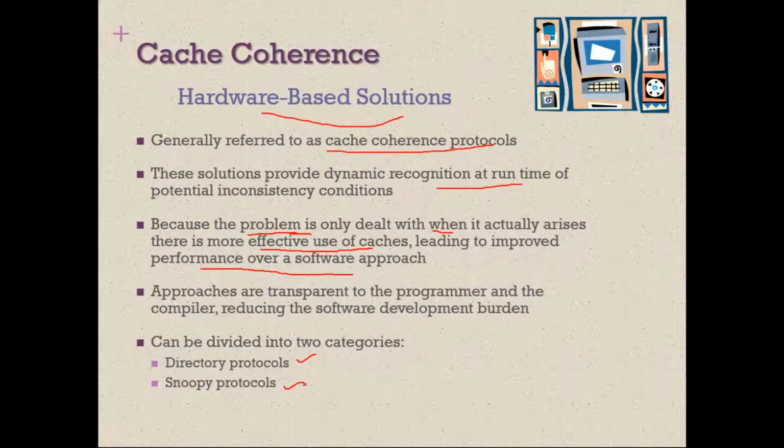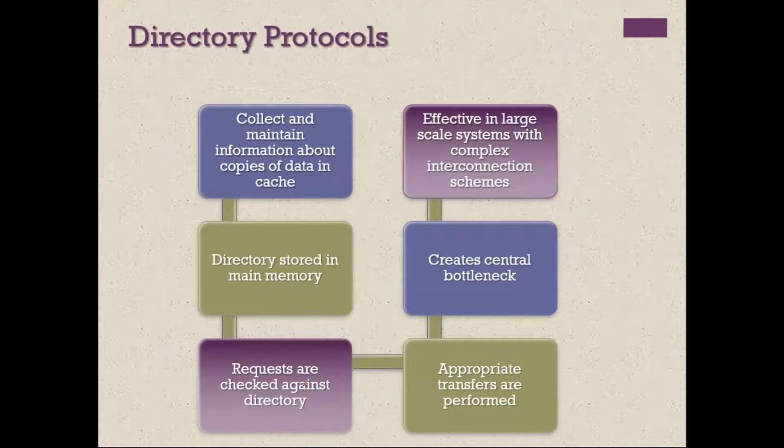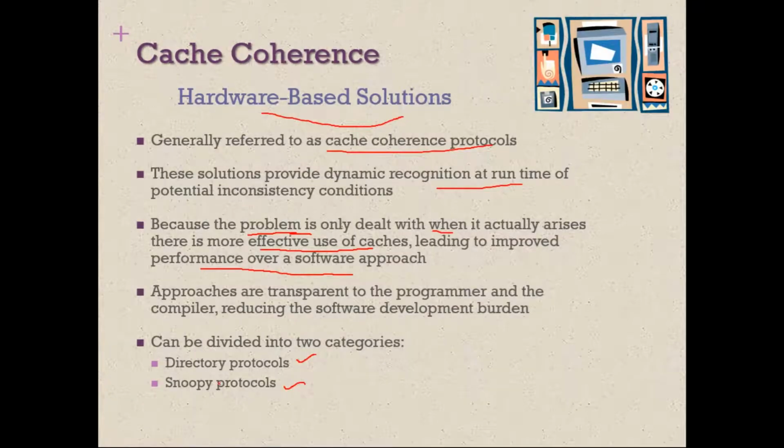One is called directory protocols, the other is called Snoopy protocols. In the context of the cache coherence problem, hardware-based solutions work much better than software-based solutions. So what is a directory-based protocol? A directory-based protocol is a centralized approach. There will be a centralized controller, and that centralized controller will decide what should be done when.